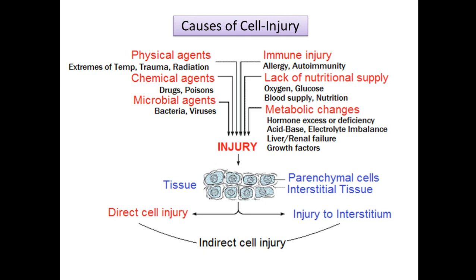Certain metabolic changes, for example, excess hormones or deficiency, acid-base balance, taking the body either to metabolic or respiratory acidosis and alkalosis, and electrolyte imbalances, for example, in the form of hypernatremia, hyperkalemia, hypercalcemia, hypocalcemia, can also cause cell death.